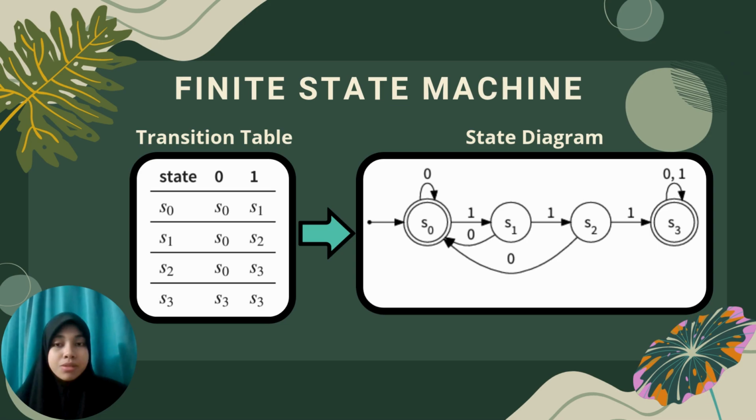For example, from state S0, if input is 1, we move to S1. If the input is 0, we stay in S0. It is followed by another state until the end.